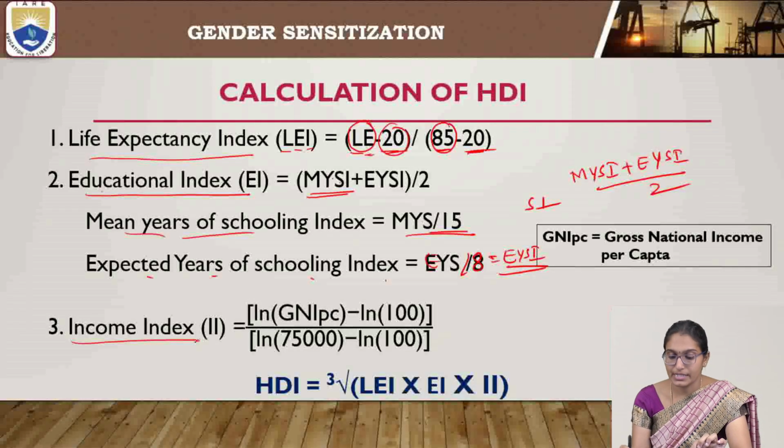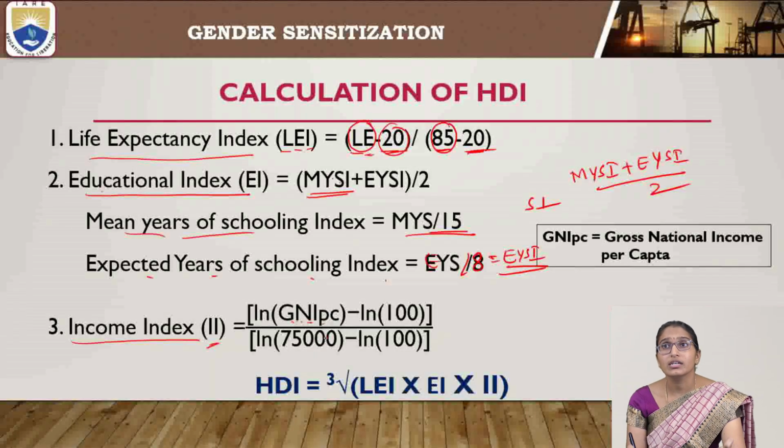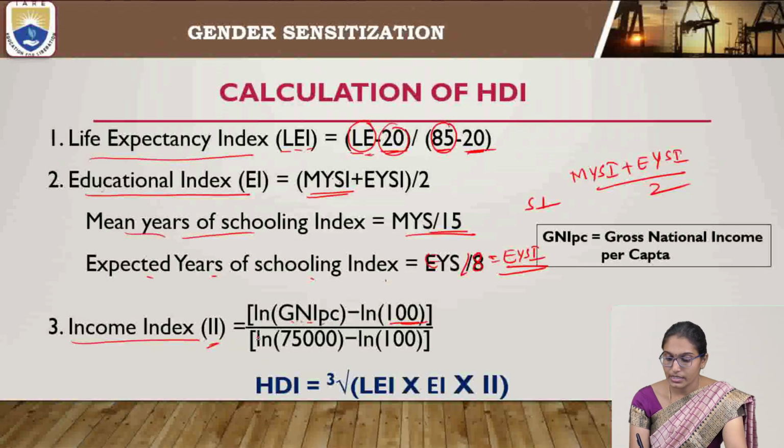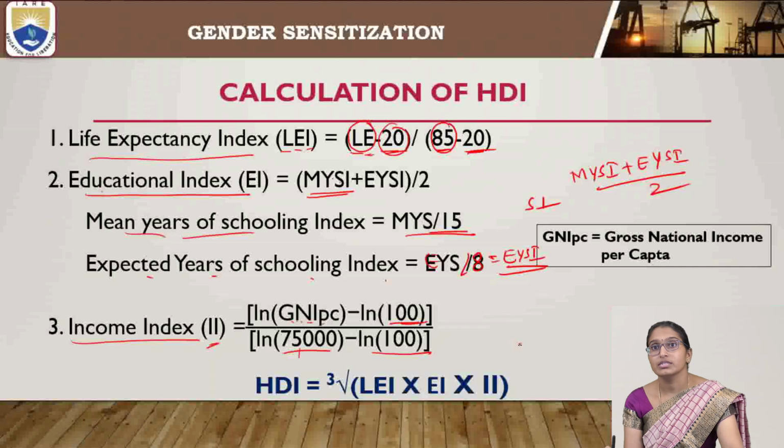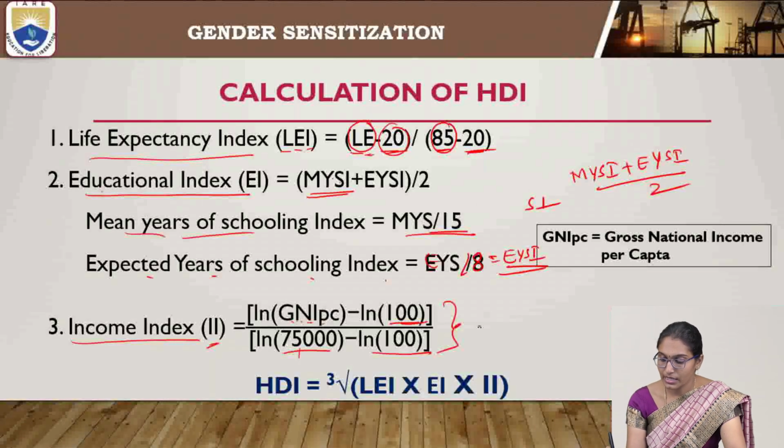Next comes the income index, that is given as II. So income index can be calculated as ln of GNIPC. That means what? Gross national income per capita. So for one country, how much is the gross national income? Minus ln 100, divided by ln 75,000 minus ln 100. So this gives the income index.